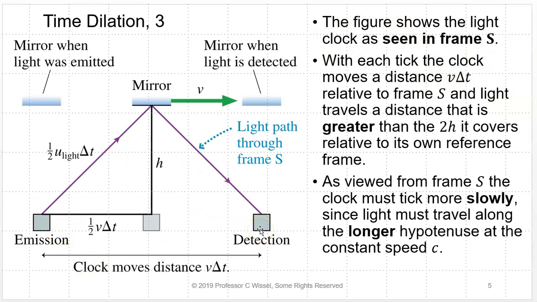The clock, of course, is moving relative to frame S. So here is the clock and the mirror when the light was emitted. Here is the mirror and the clock when the light gets bounced off the mirror. And here is the mirror and the clock when the light is detected. Now, with each tick, the clock will move a distance v delta t relative to frame S, and the light will travel a path that is greater than the 2h it covers relative to its own reference frame. As viewed from frame S, the clock must tick more slowly since light must travel along a longer hypotenuse at the constant speed c. Remember, the speed of light does not change.